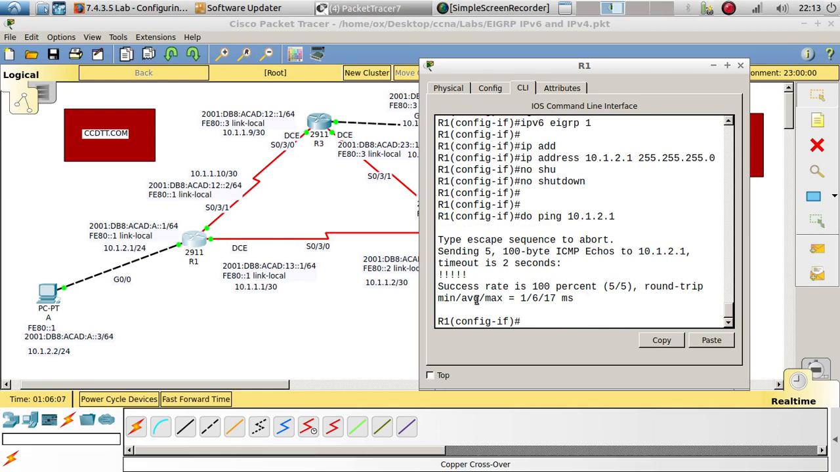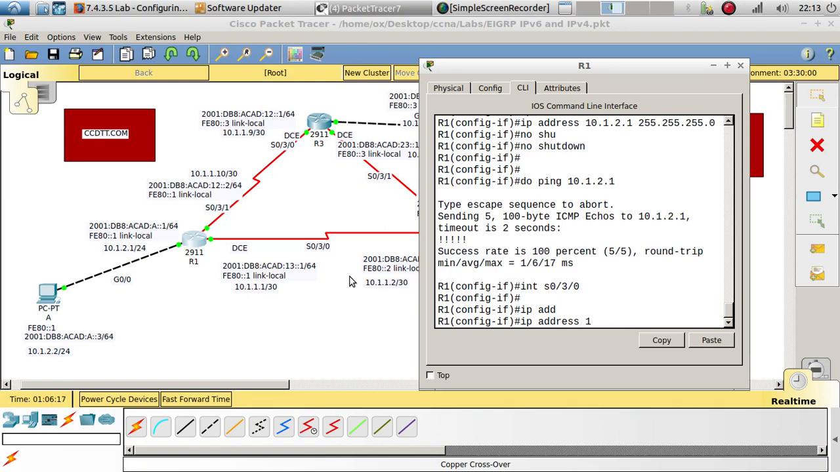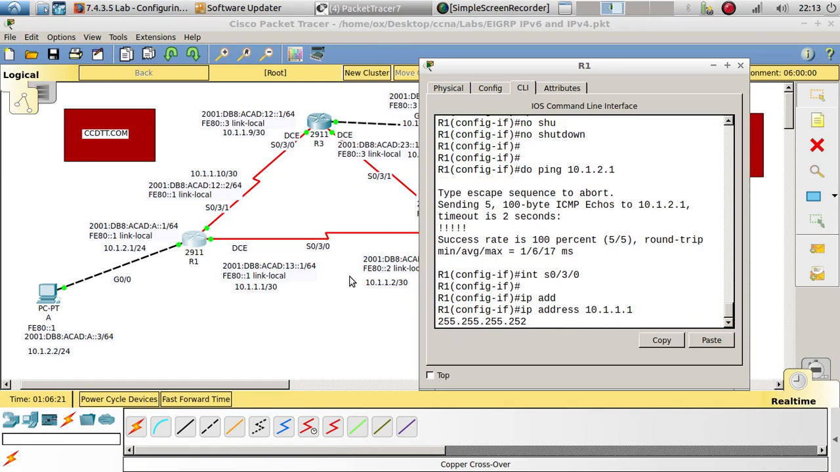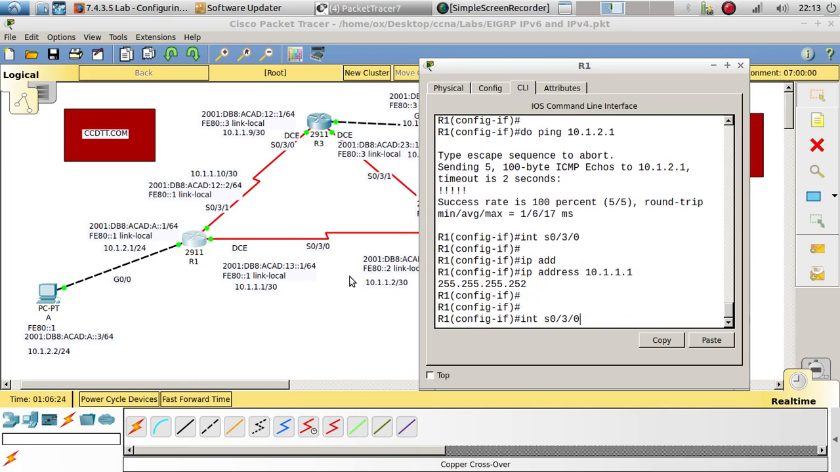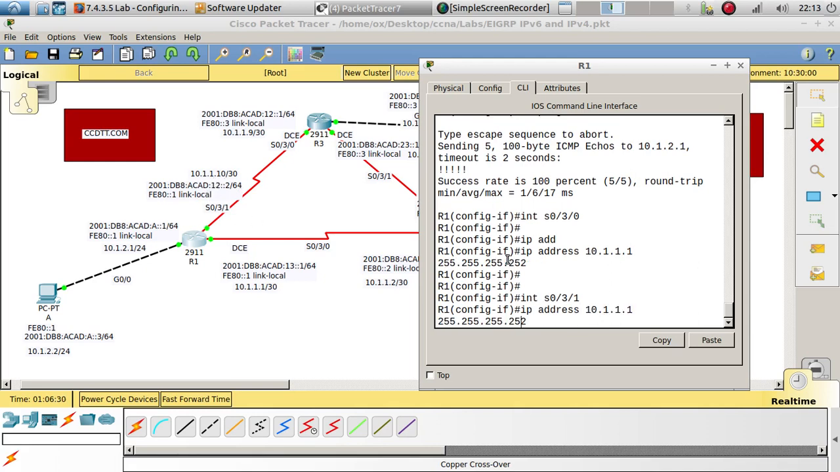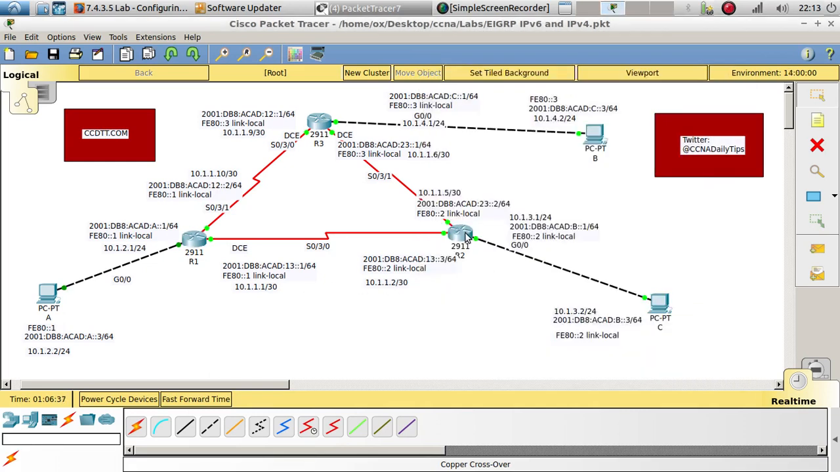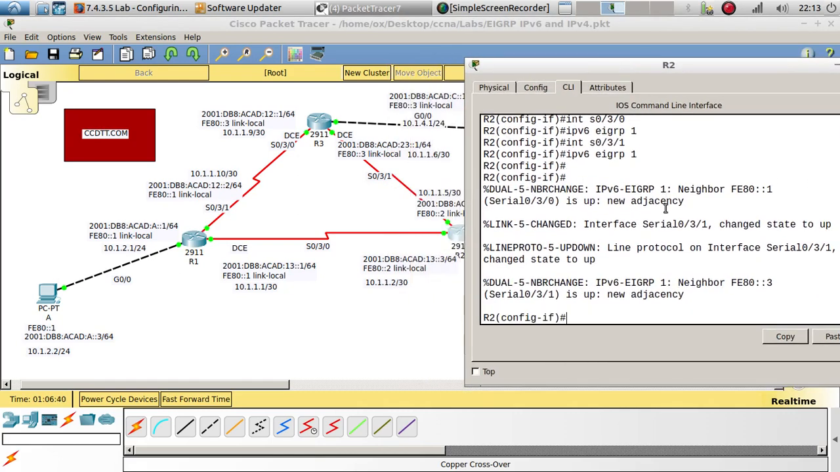So if we do an interface serial 0/3/0, let's configure IP address 10.1.1.1 255.255.255.252, and let's go ahead and go to the other interface, and this one has a 10.1.1.10. So 10.1.1.10. All right, so let's go ahead to router 2 and configure those interfaces as well.